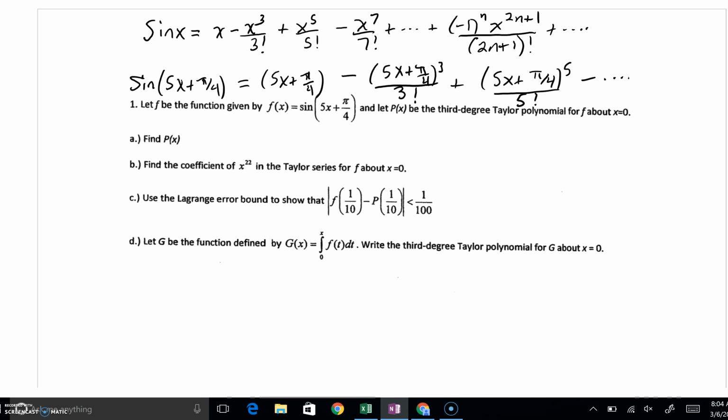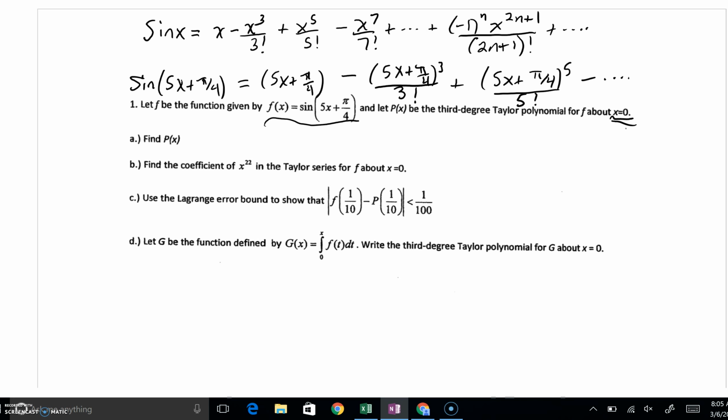For our Chapter 12 review number 3, we're starting off with a very involved problem. Take a look at number 1. f of x is the sine of 5x plus pi over 4. We're asked to make a Taylor polynomial for f about x equals 0. You can very well say this should be called a Maclaurin polynomial.